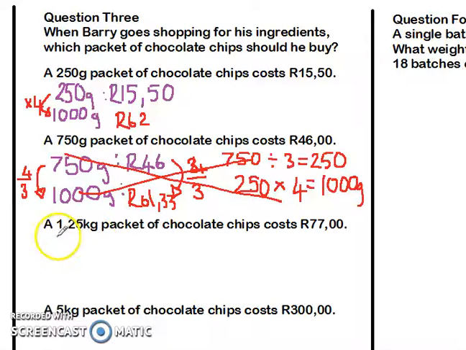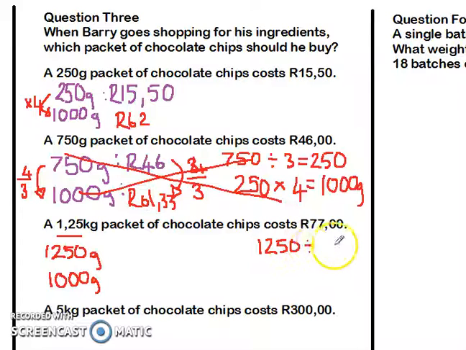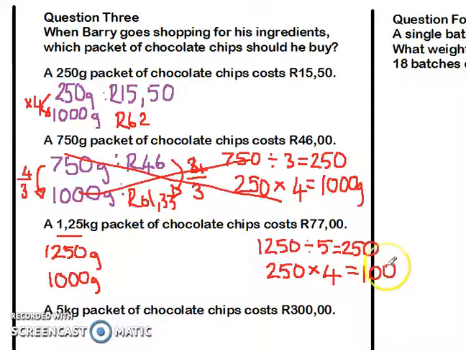A 1.25 kilogram packet of chocolate chips costs 77 rand. So we start off, let's rewrite this as 1,250 grams. We need to change it to 1,000 grams. So I'm going to do something fancy. I'm going to divide 1,250 by 5, because I know that will give me an answer of 250. Then I can take 250 and multiply it by 4 to get 1000.